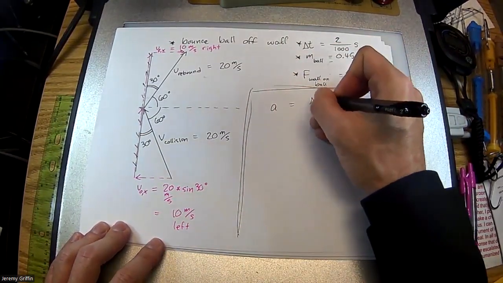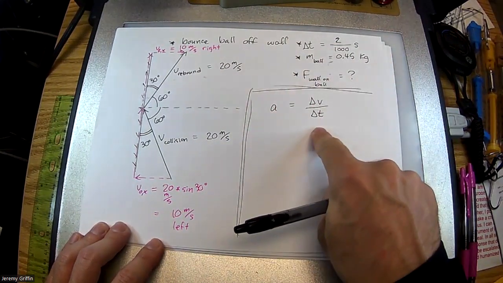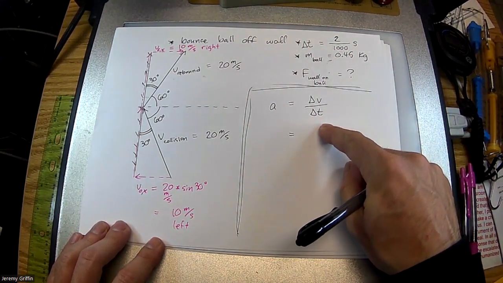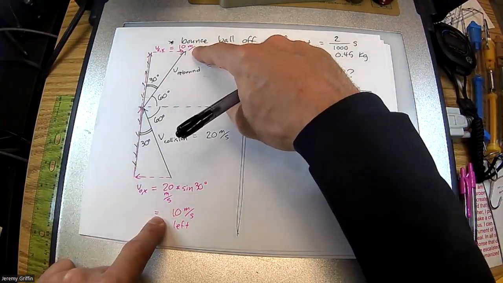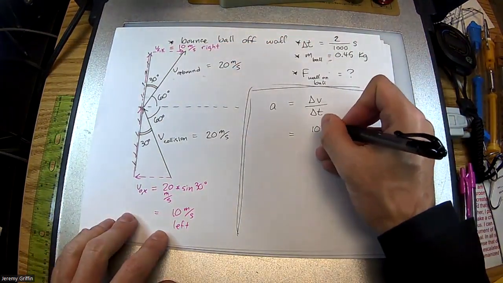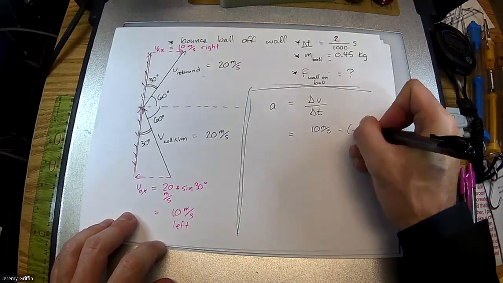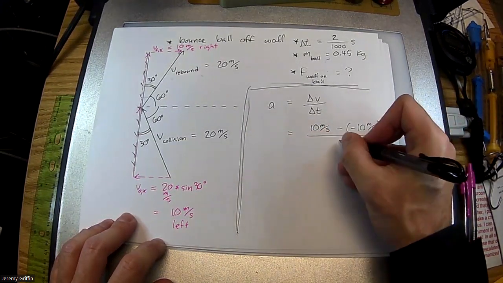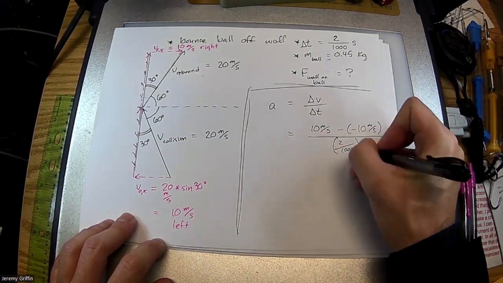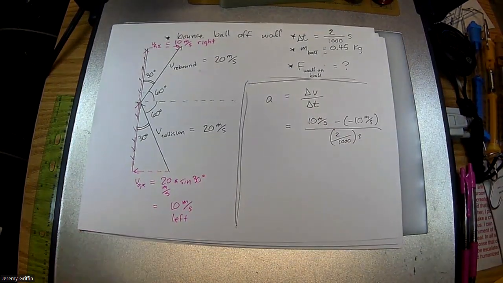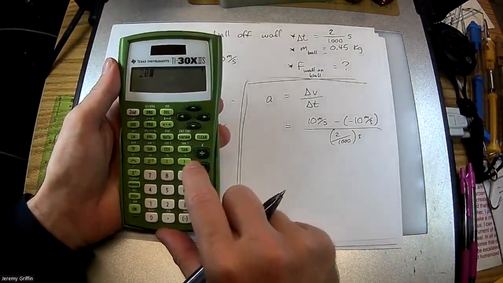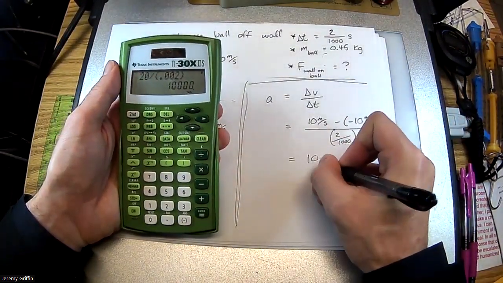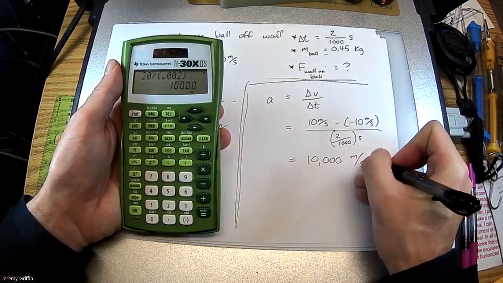So the acceleration is going to be change in velocity per time interval. Guys, what is the change in velocity? Yeah, 10 minus negative 10 would give you 20, wouldn't it? So 10 meters per second minus negative 10 meters per second is 20 meters per second. And it all happens in 2,000ths of a second. So what's 20 divided by 2? That looks like 10,000 meters per second squared.